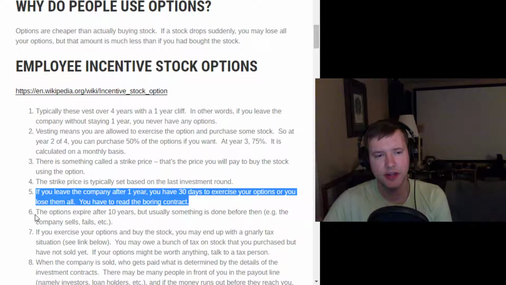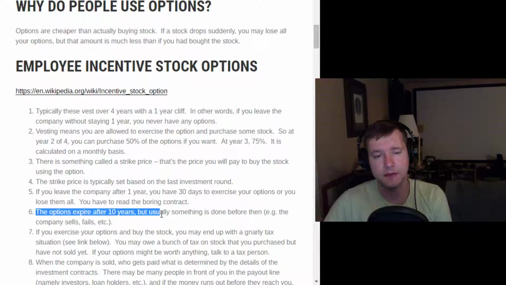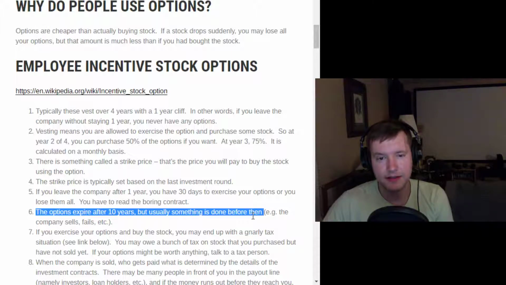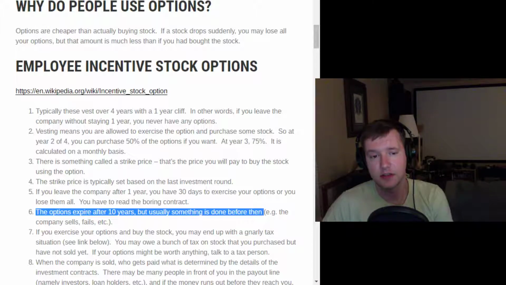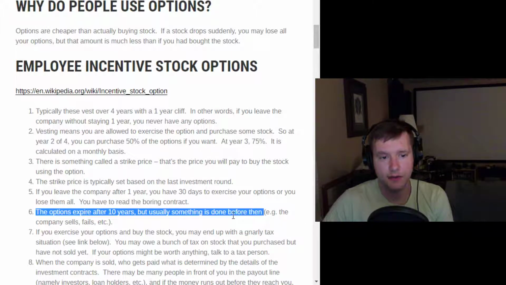Another detail from the contract is options often expire after 10 years. Now, usually something is done before then. So usually there's an exit event or the company will re-up those options to make sure that you could still exercise them in the future if you wanted to. But most startups, the initial investors don't want that company going more than 10 years without them getting their money back. So yeah, that's just another detail to keep in mind. After 10 years, the options expire if nothing else is done.